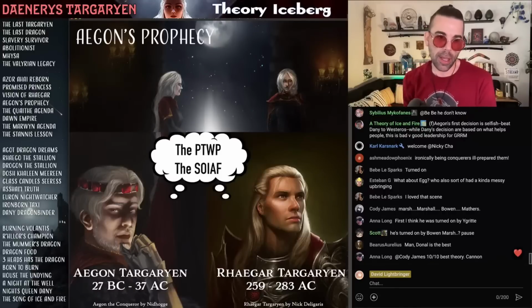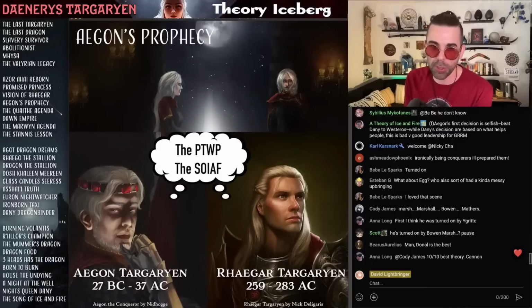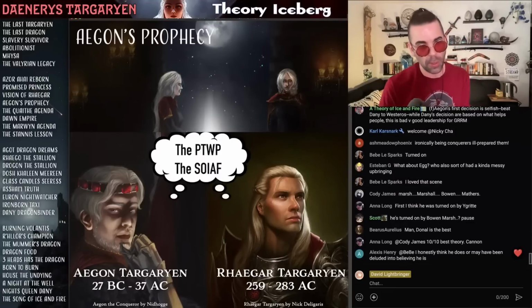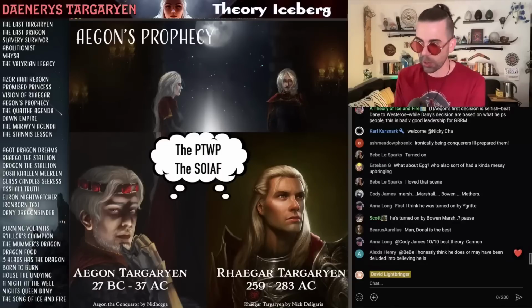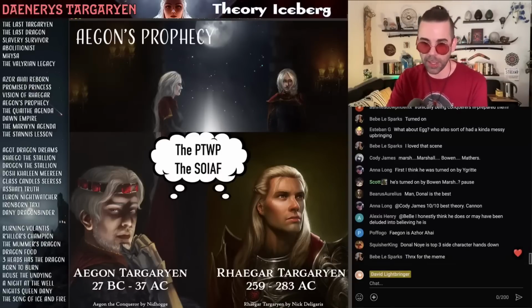And I made this meme. So you can see that Aegon Targaryen and Rhaegar Targaryen, 250 years apart, are both using the same words and thinking about the same things. The prince that was promised and the Song of Ice and Fire. So this is basically the mission of House Targaryen, like I said.